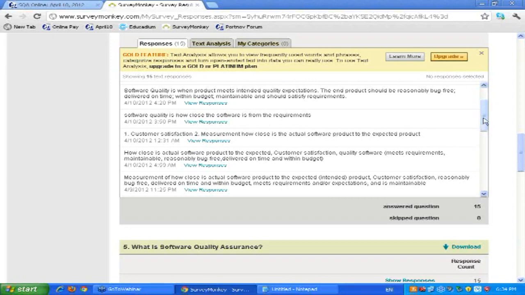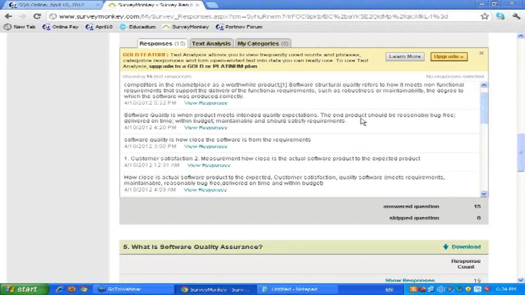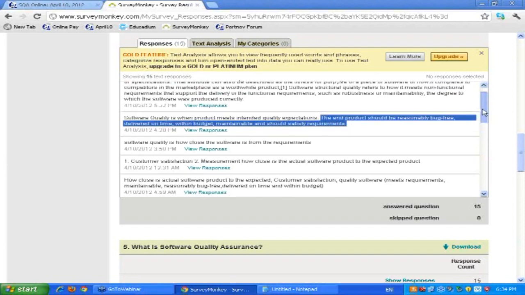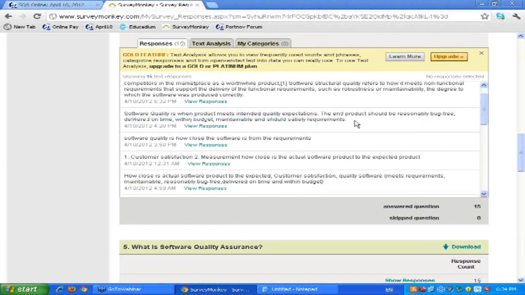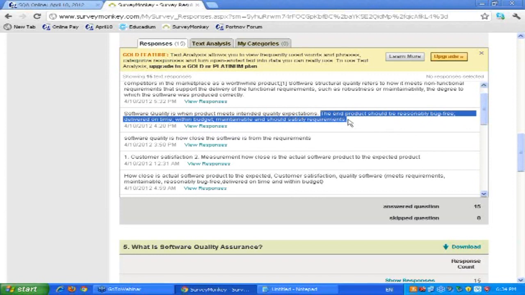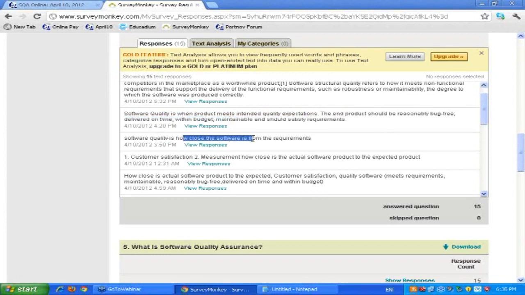Okay. You know what? That one doesn't answer the question what is software quality. It answers the question what is quality software. Software quality is one thing. Quality software is another one. That one talks about quality software. Software quality is how close the software is to the requirements.